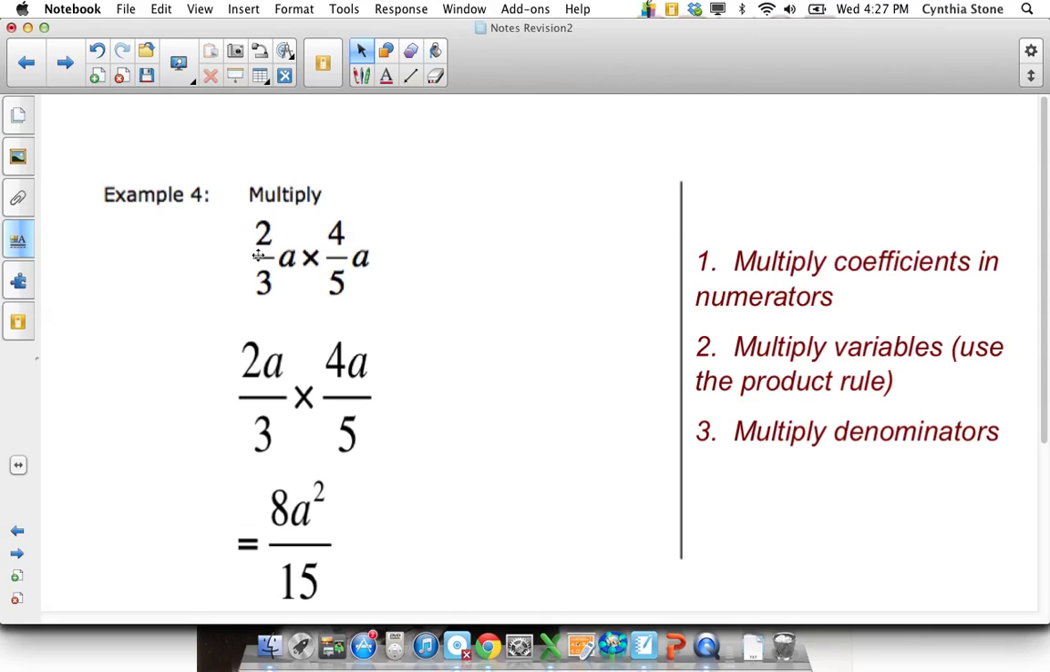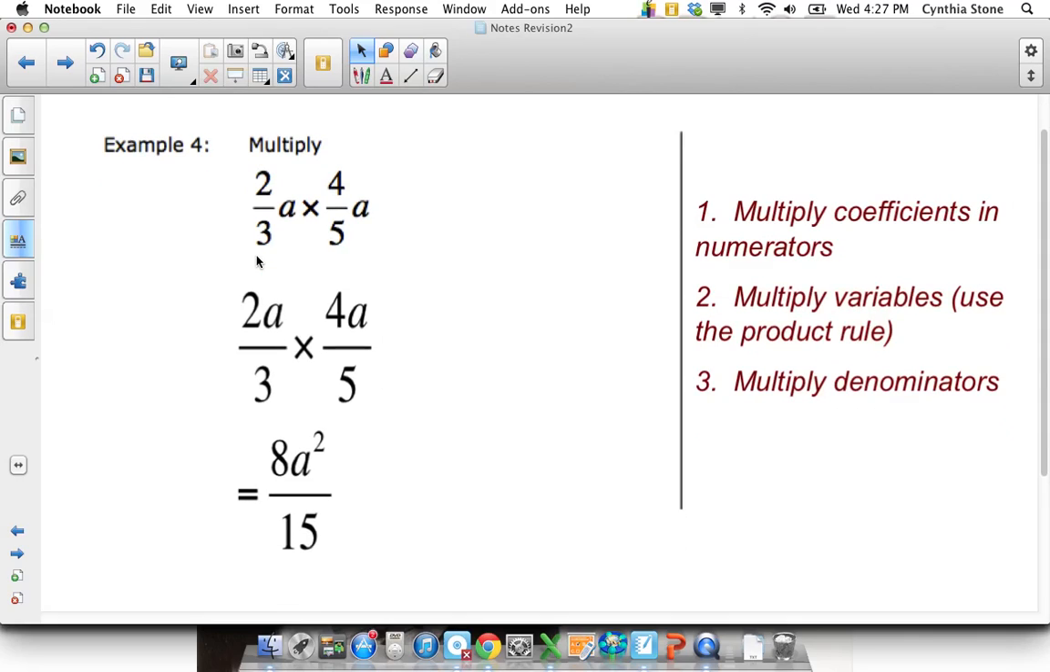Multiplying. Remember when you multiply everything, you multiply tops, you multiply bottoms. So now we have 2a. Remember I rewrote it right away as 2a over 3. There should be an equal sign there. Bad form on my part. Right there, there should be an equal sign.